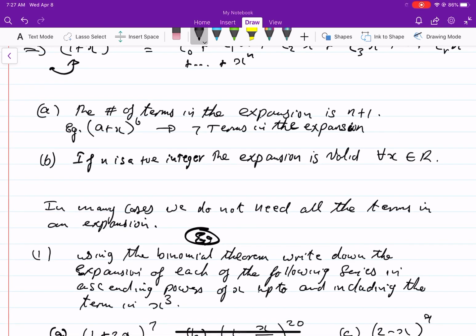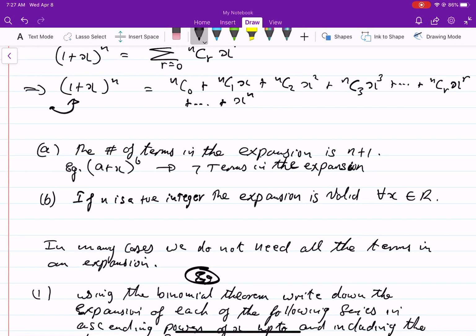Okay, the number of terms in the expansion is always n plus 1. So for example, if n is 6, you'll have 7 terms in that expansion. (a plus x) to the 6: if you expand out and get all the terms, you'll get 7 terms.